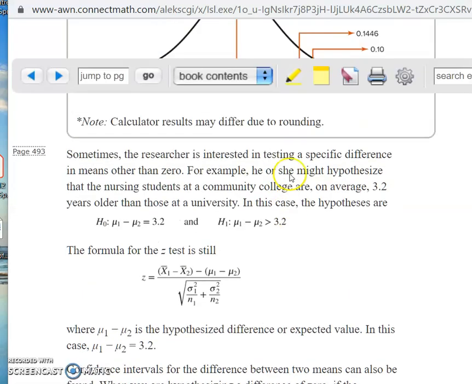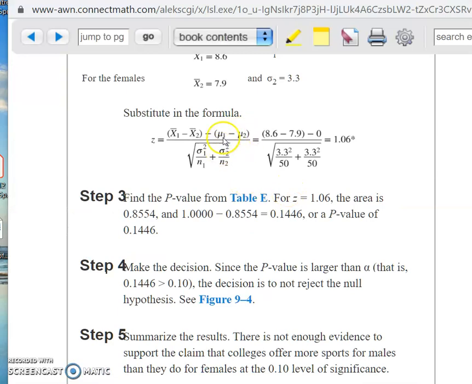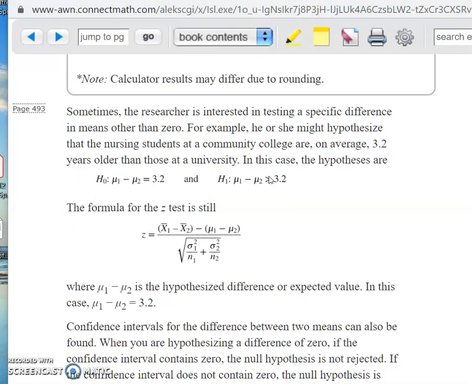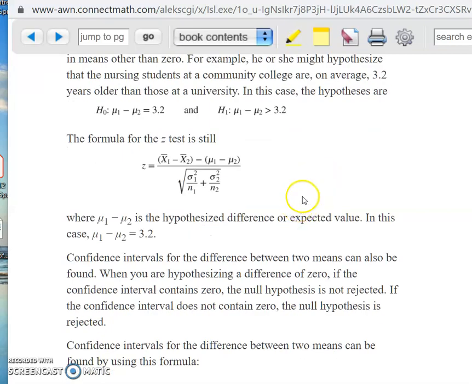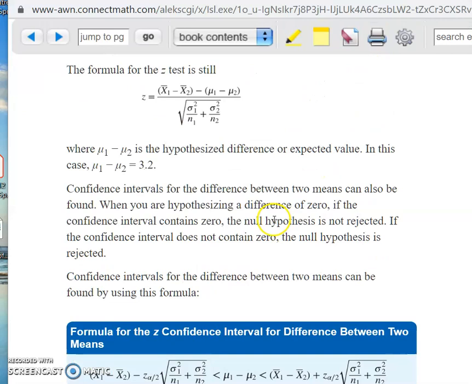The calculation is the exact same. So, when you're doing the calculation, you plug it in. Instead of getting 0 there, you get 3.2 as the null hypothesis value for the difference of mu1 take away mu2. Okay, so that seems pretty reasonable. I think that you guys can handle that. He didn't give you any examples of that, but it's a very simple concept.